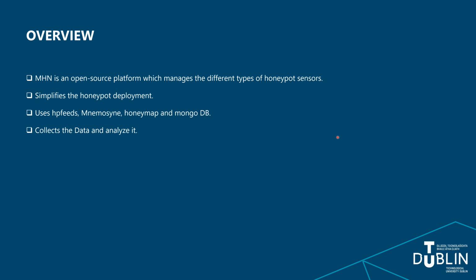HPFeeds is mainly used to collect the data of the sensor. MemoSign is used to index the data to MongoDB. Animap is used for visualizing purposes, and the data to Animap will be fed by HPFeeds. And MongoDB, obviously, is used to store the data and for further search. So MHN collects all this data and analyzes it via these projects.